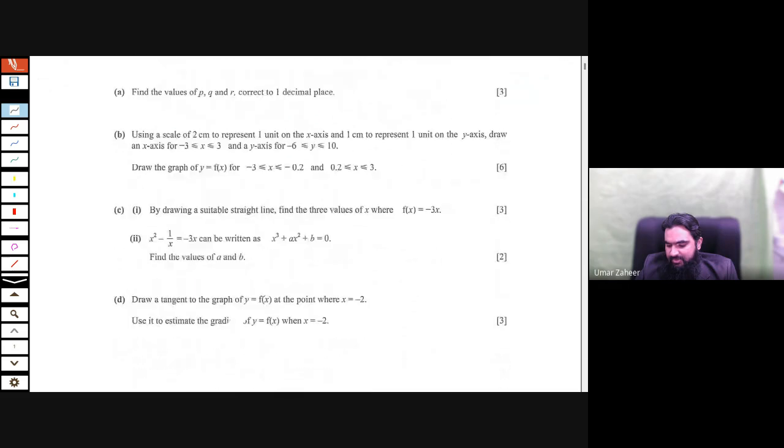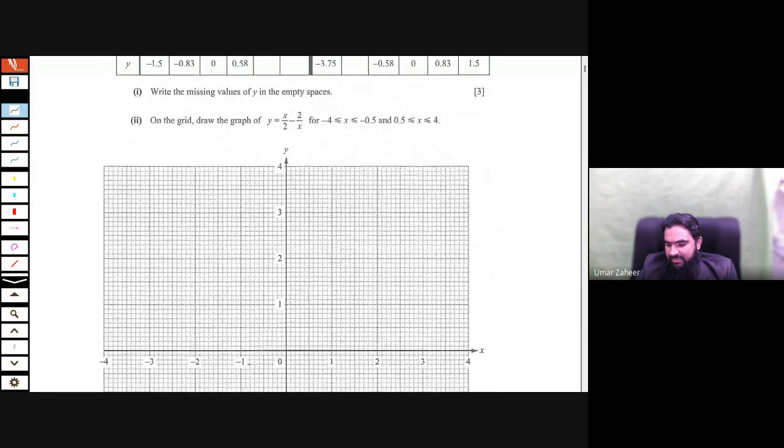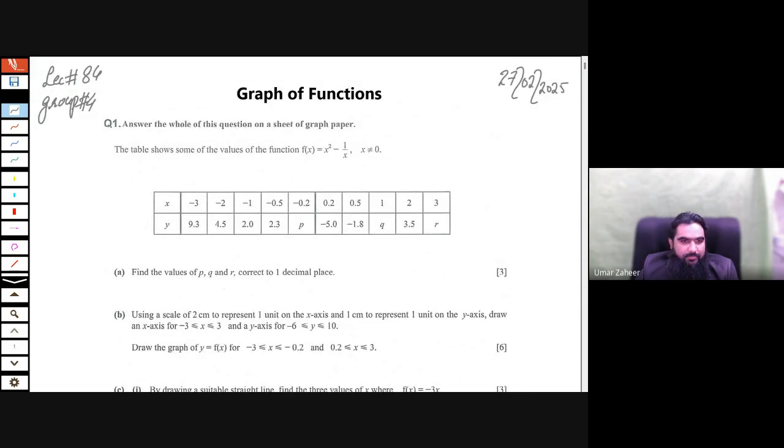There is no grid given, okay? Look here, the rest of the questions have a grid, but there is no grid for this question. I chose it because if we make a graph by ourselves, you will get a better understanding. All right, we have to start.